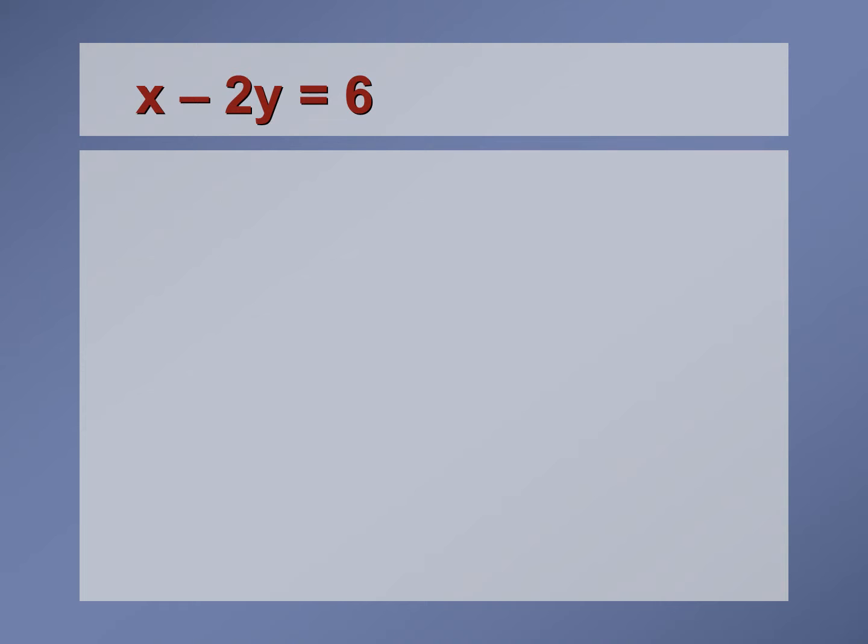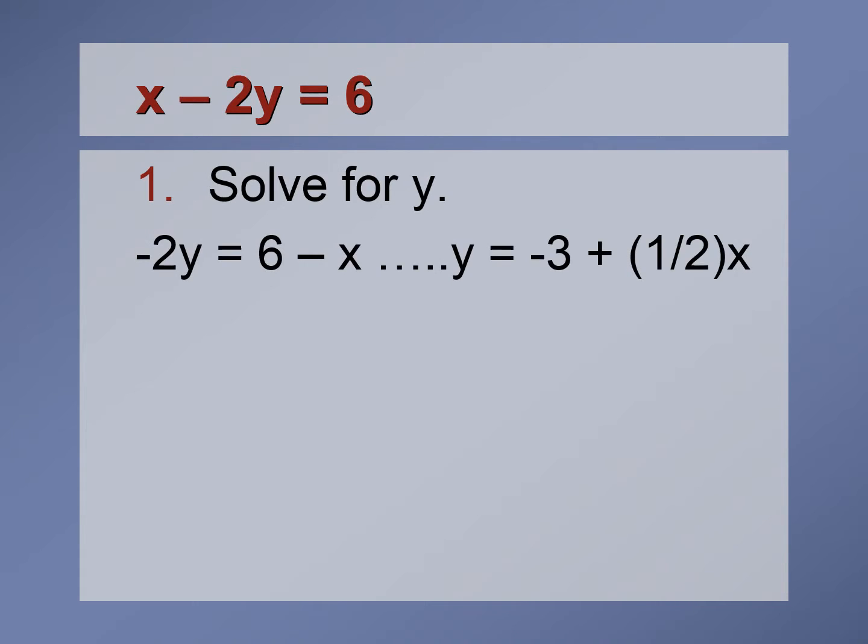Let's do another one. So solve for y. First we are going to subtract x from both sides. So we have -2y equals 6 minus x. We haven't quite solved for y yet, so we're going to divide everything by -2. 6 divided by -2 is -3. Negative x divided by -2 is going to be positive because it's a negative divided by a negative. It's going to be positive x over 2, which is the same as saying 1/2 x.